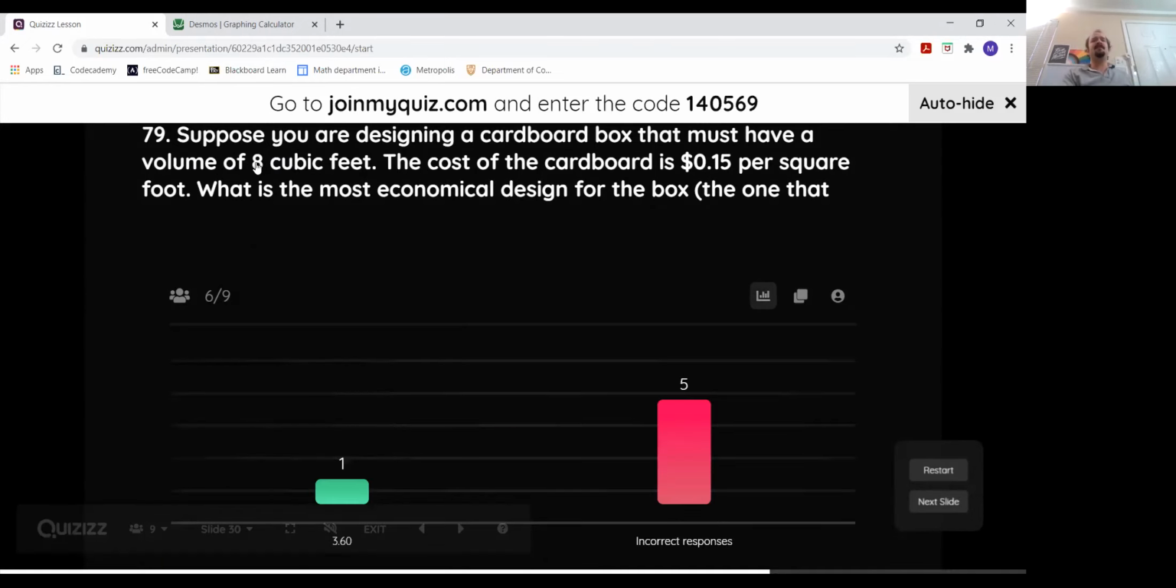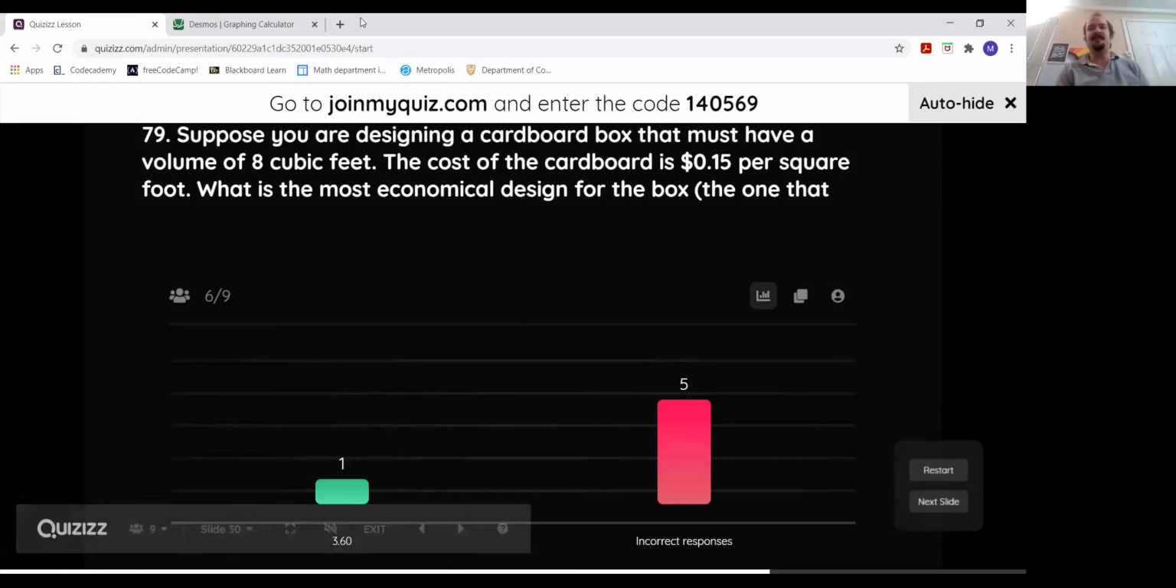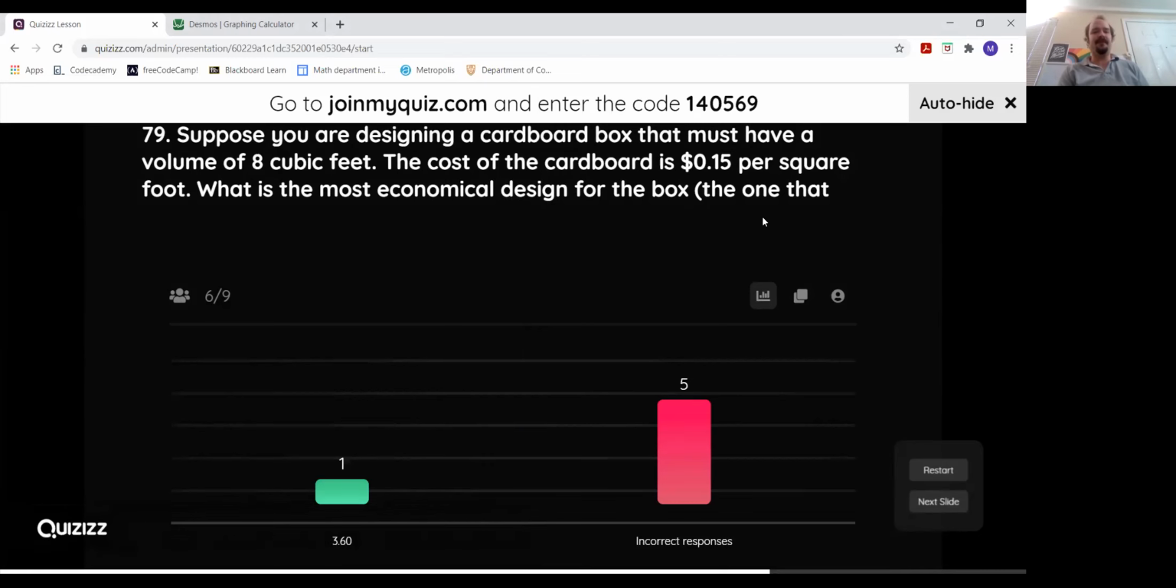And going back to this, if it's got a volume of 8 cubic feet, each side has to be 2 feet. So each face is 2 by 2 feet, so each face is 4 square feet. There are 6 faces, so 6 by 4 gives us 24 square feet. And we do 24 square feet by 15 cents per square foot, which should give us 360.